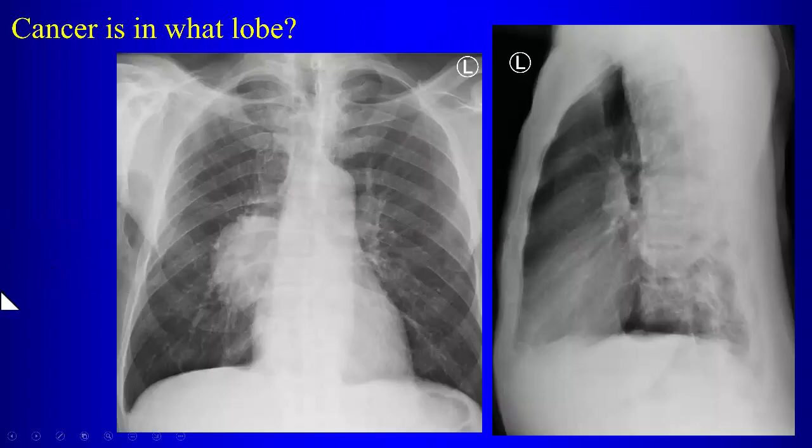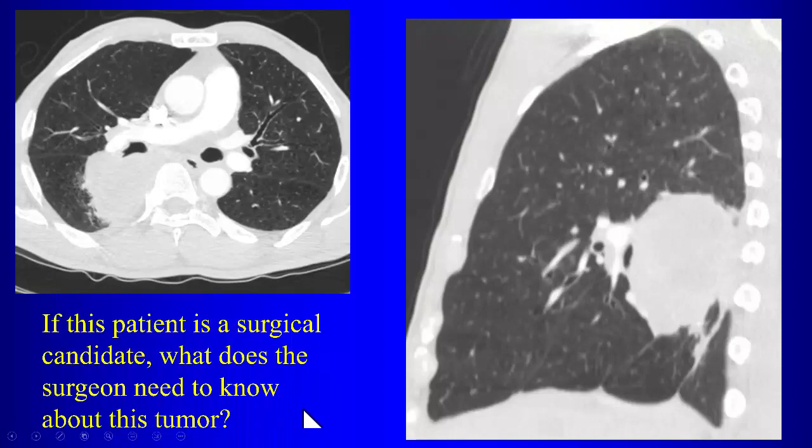What lobe is the tumor in? So, looks like it's in the lower lobe, okay? Now, if this patient is a surgical candidate, there's one other bit of information you need to tell the surgeon when you're looking at the CT scan about this case. It crosses the fissure, right. So this tumor is crossing the major fissure here, okay, going into part of the right upper lobe, it seems.